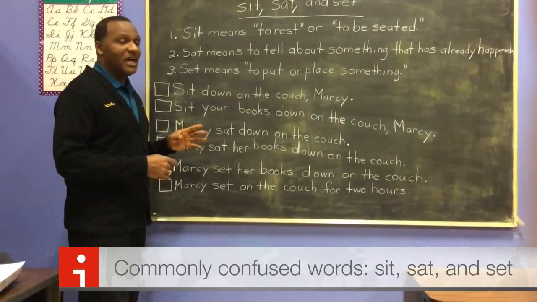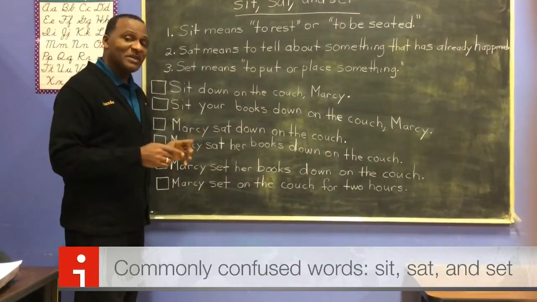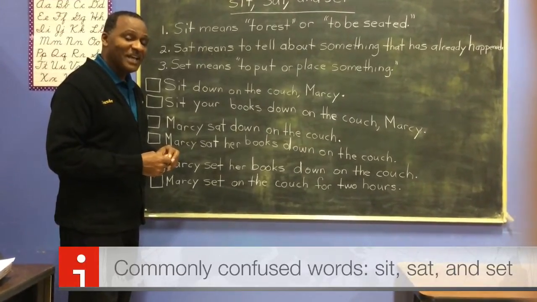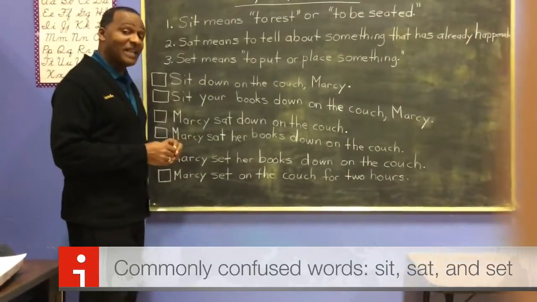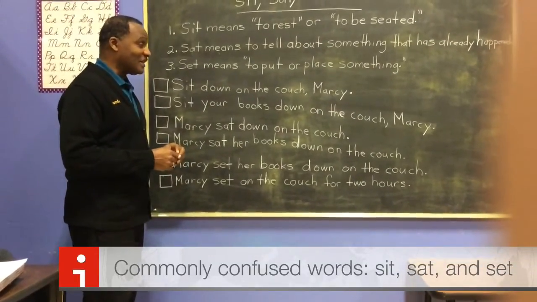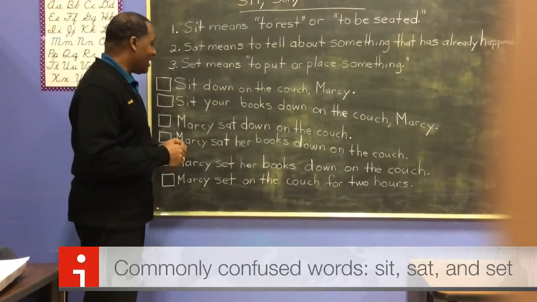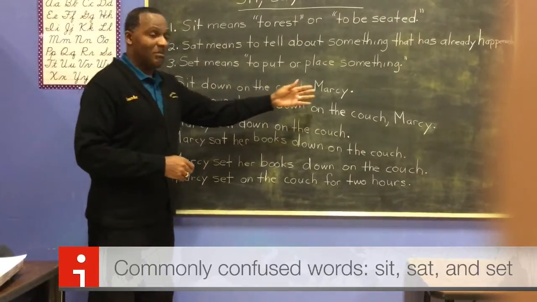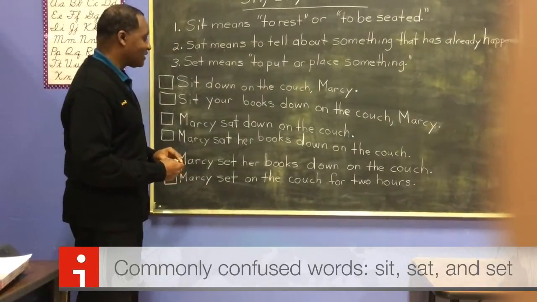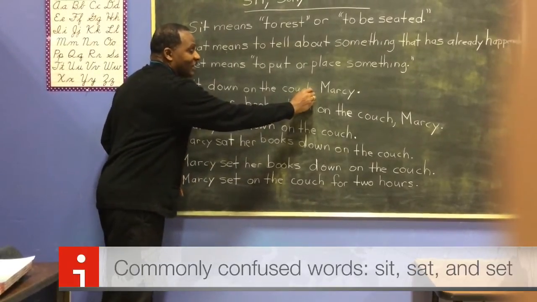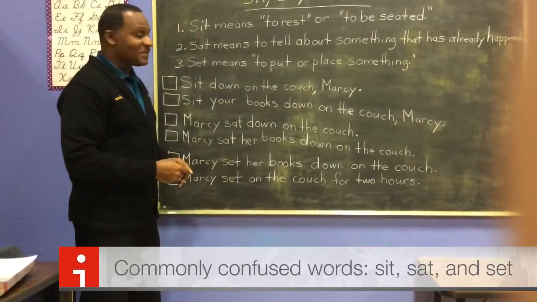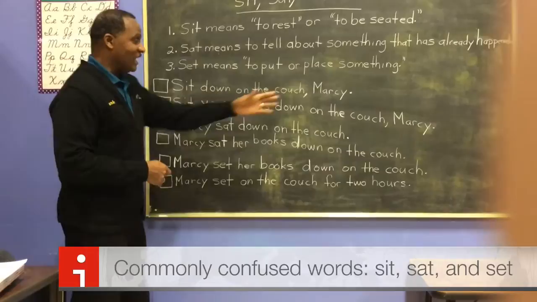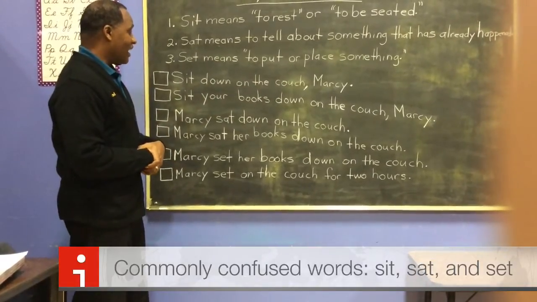I want you to look at these example sentences. One of them is done correctly and one is incorrect. Let's see if you can figure out which one is correct and which one is incorrect. We're going to put a check by the correct one, and we're going to put an X by the one that's incorrect. Let's look. Sit down on the couch, Marcy. And you notice again, we set off all of our names with commas. Whenever you're telling someone to do something, you're going to use a comma to set the name off. Sit down on the couch, Marcy.